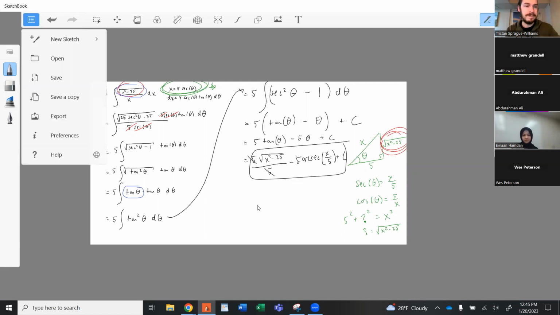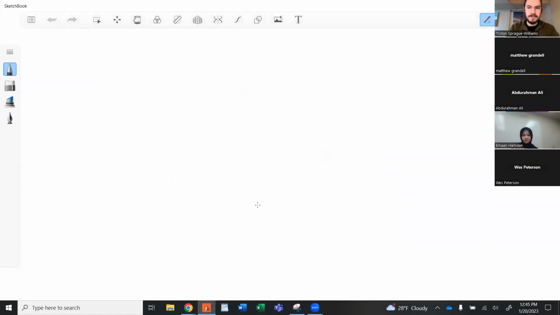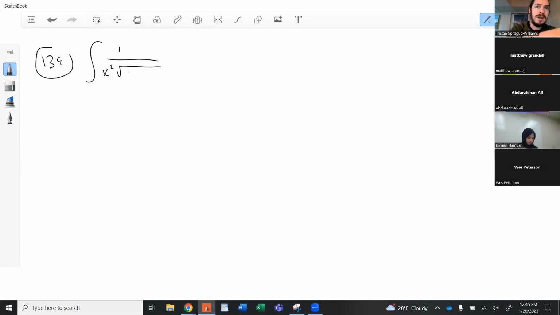Let's do the other one. The other one's a little shorter. So 139 here: integral of 1 over x squared times this square root, and then I put the dx. It has the dx up here, but I like to put the dx over on the side so I can really see my integrand very clearly. That's just how I like to do it.